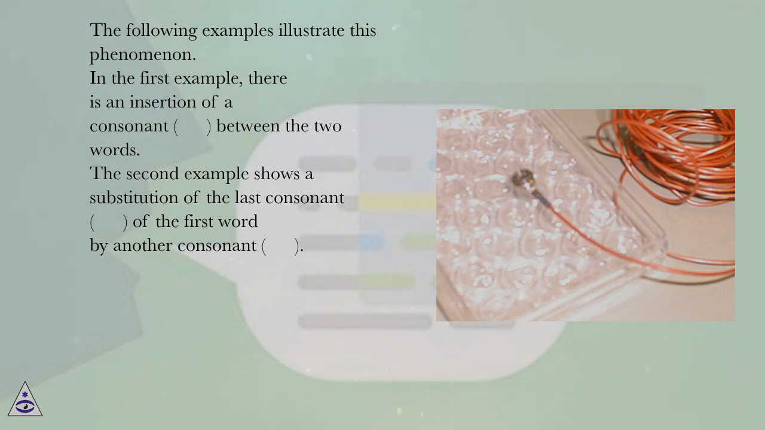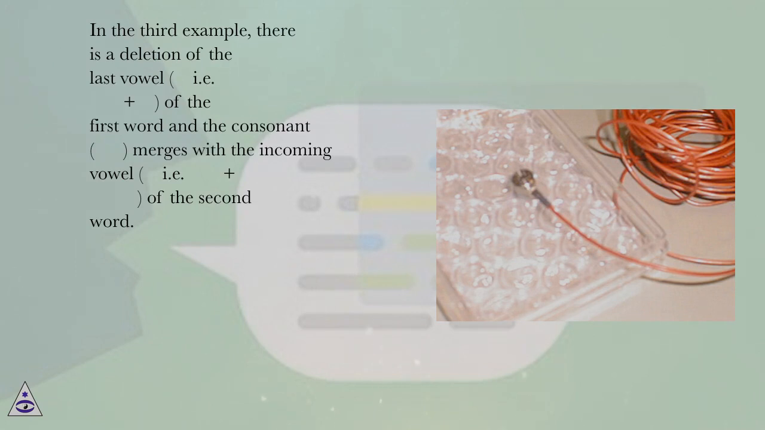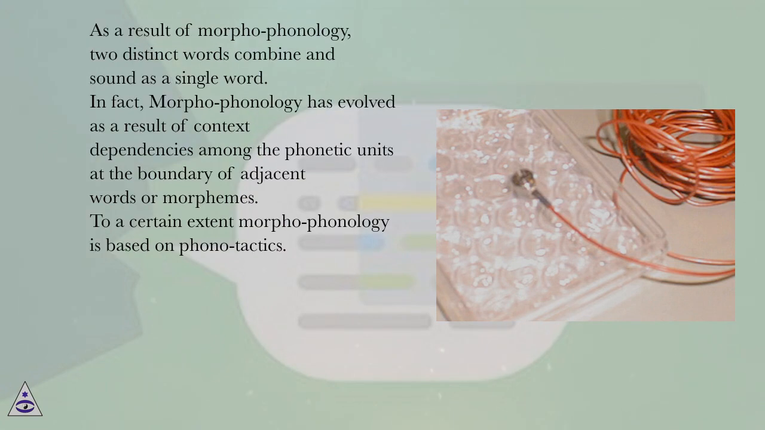In the first example, there is an insertion of a consonant between the two words. The second example shows a substitution of the last consonant of the first word by another consonant. In the third example, there is a deletion of the last vowel of the first word, and the consonant merges with the incoming vowel of the second word. As a result of morphophonology, two distinct words combine and sound as a single word.